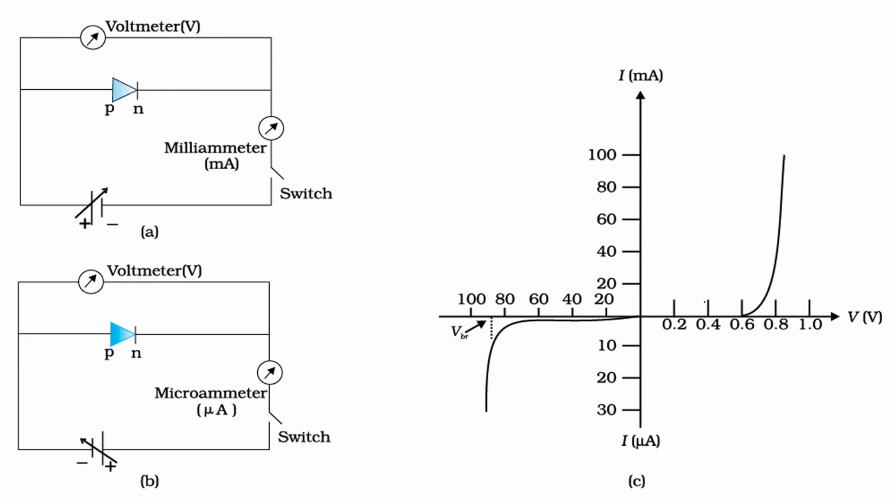Clear? Then you can have a practical circuit, called the experimental circuit arrangement, and you can study the VI characteristics, that is the voltage current characteristics of a diode. So, VI characteristics, that is voltage current characteristics of a semiconductor diode.